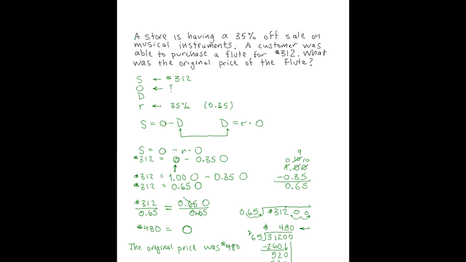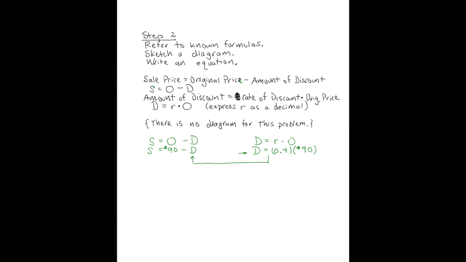Okay, so using our formulas from before, and I'll remind you what those are, we have S equals O minus D, and we have D equals R times O. Okay, so S is equal to O minus D, and D is equal to R times O. Let's calculate the discount first. So the amount of discount is equal to the discount rate, which will be 0.35, times the original price, which is $480. Okay, so we need to once again do some scrap work.